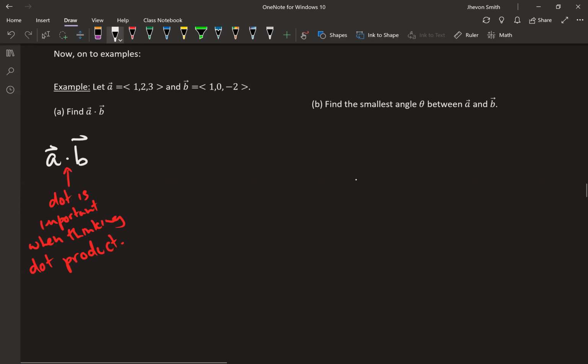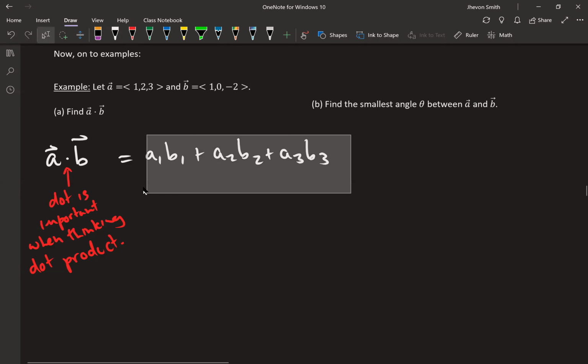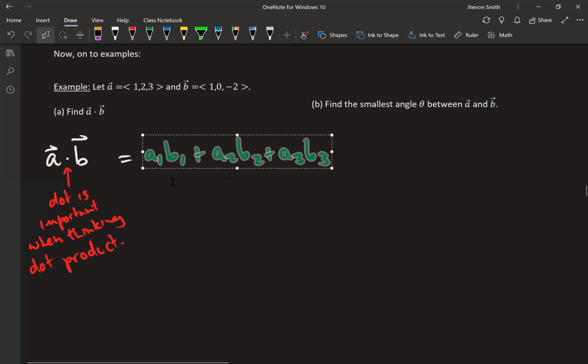Okay. So whenever you see that, it means you're going to take corresponding components and multiply them, and then you're going to add these together. For these three-dimensional vectors, you're going to take A1 B1 plus A2 B2 plus A3 B3. That is the dot product. Technically you don't have to write this down, so you can actually leave it out. And so you'd actually do that.